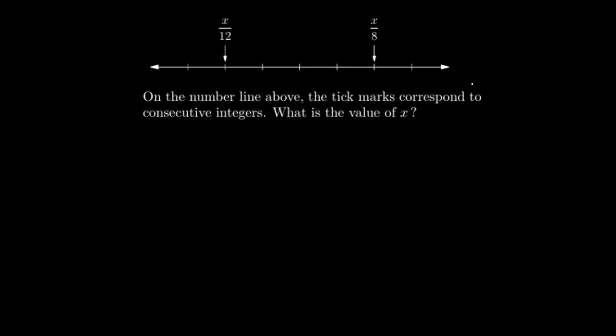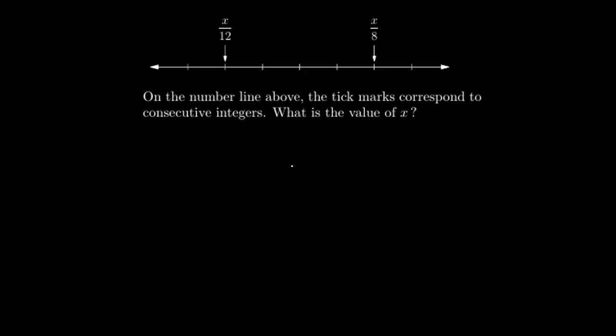Let's solve this SAT question. On the number line above, the tick marks correspond to consecutive integers. What is the value of x? If you want to give this problem a try, pause the video. Let's see how we can solve this.